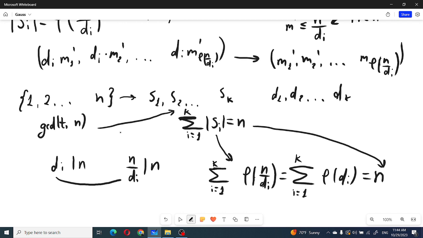For the next video, we will use this very useful fact to prove that there exist primitive roots for every prime number.